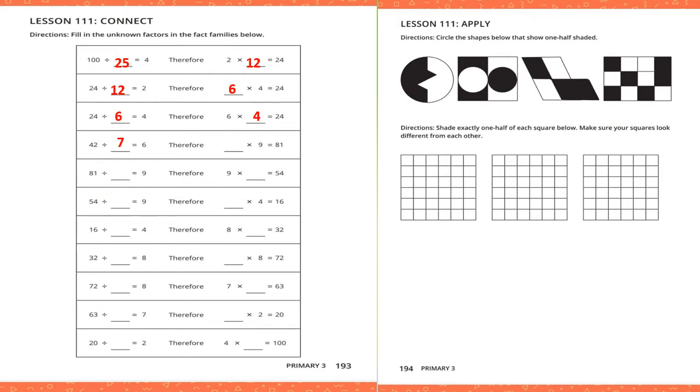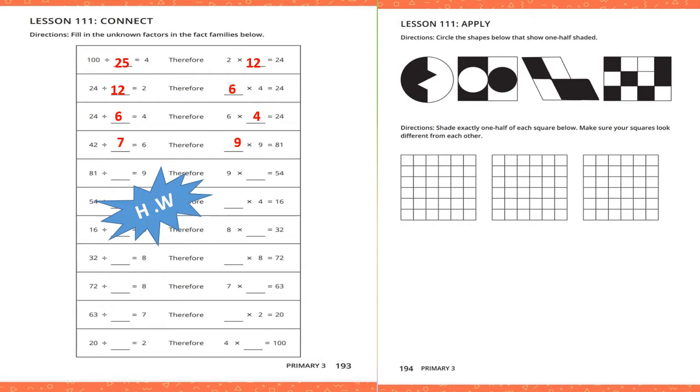Next. What times 9 equals 81? Who can tell me? It's very easy. 9 times 9 equals 81. 81 divided by what equals 9? Equals 9, because 9 times 9 equals 81, and so on. Complete as homework. Next, turn the page to 194.